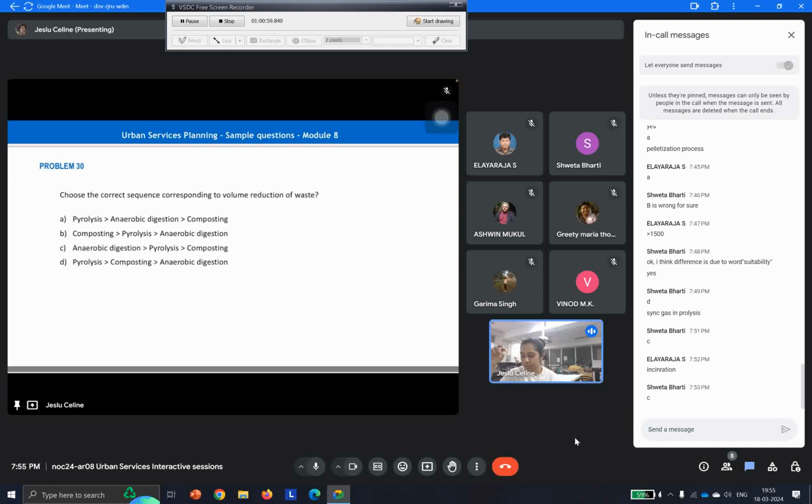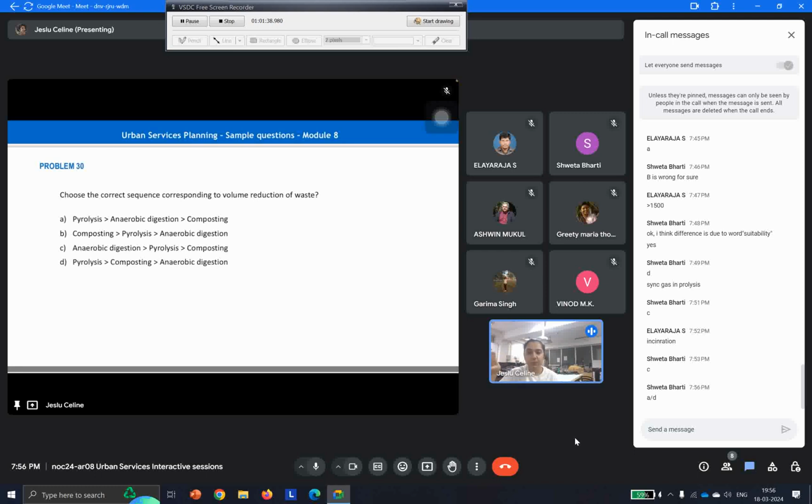Choose a correct sequence corresponding to volume reduction of waste. And so the option goes as A, pyrolysis reduces more volume compared to anaerobic digestion, which reduces more volume compared to composting. B, composting reduces more volume compared to pyrolysis, which reduces more volume compared to anaerobic digestion. And C, anaerobic digestion reduces maximum volume compared to pyrolysis compared to composting. And D, pyrolysis reduces maximum volume compared to composting. And then last is anaerobic digestion.